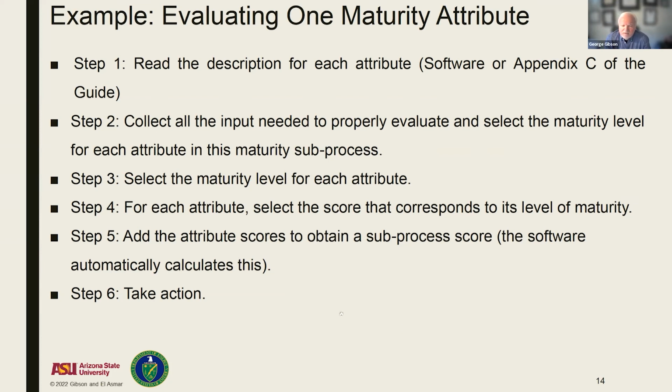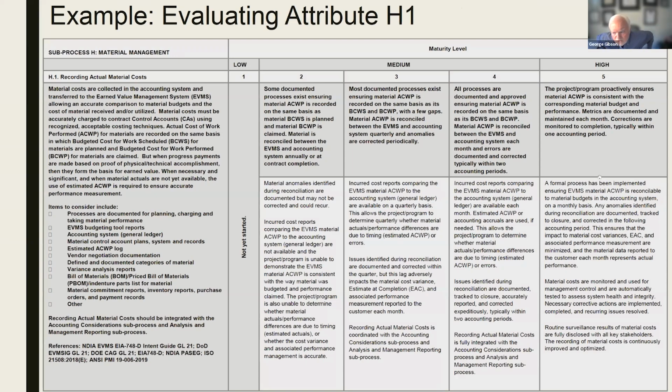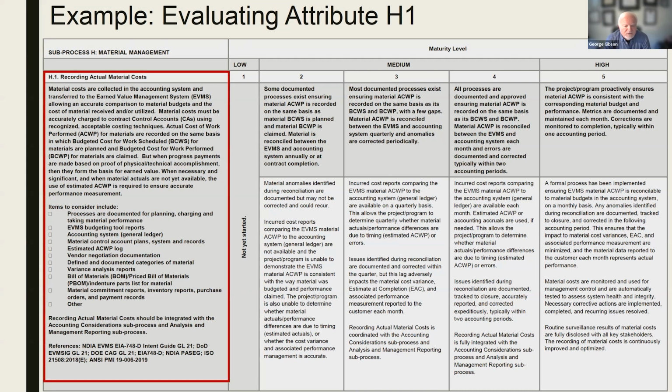So let's go to the next slide now, Manir. Let's say we have an integrated project team, 10 or 12 or even 15 people from different disciplines, evaluating the different attributes that make up the tool. In this situation, this is actually attribute H1, recording actual material costs. Many of you have been involved in this in your career. And so you'll see over here in the highlighted area to the left is the description of what we mean by recording actual material cost.